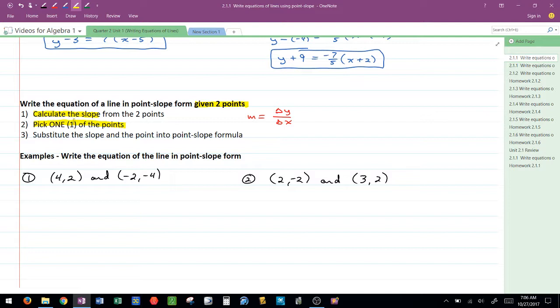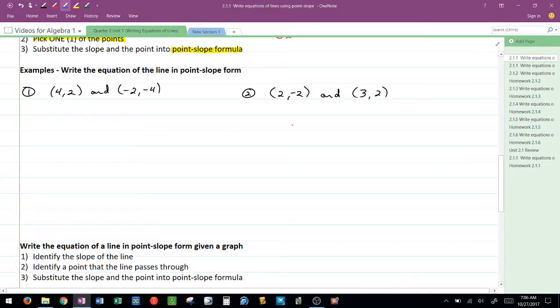I'm then going to plug that information into this point-slope formula again. So let's take a look at the first example. First thing I have to do is find the slope. I know the slope is the change in y over the change in x. 2 minus negative 4 over 4 minus negative 2.